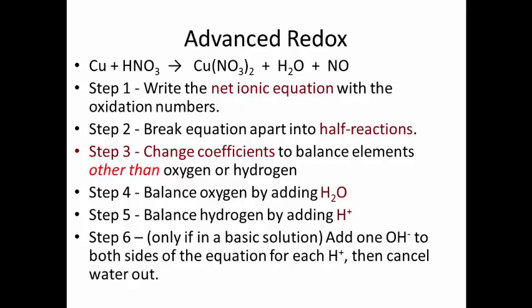Then we change the coefficients to balance the elements other than oxygen and hydrogen. Then we balance the oxygen by adding waters, and we balance the hydrogen by adding H+ to the other side. If it's in a basic solution, we add one hydroxide to both sides of the equation for each H+, then we get water out of that and cancel the waters.